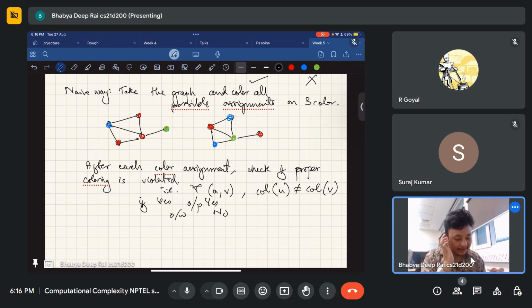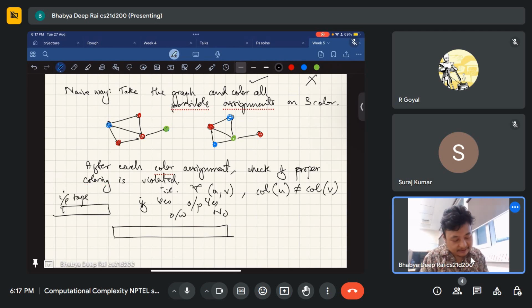Now what is the space complexity of this algorithm? I have my input tape, which contains graph G. Now what does the work tape contain? What I'll do is, in the work tape, I'll put n cells, the size of V many cells.